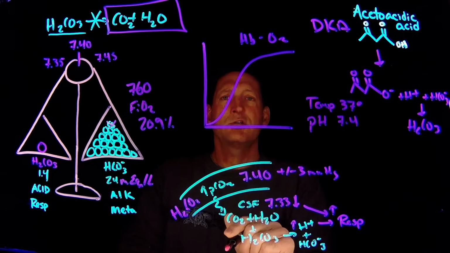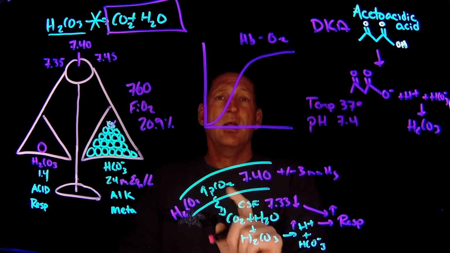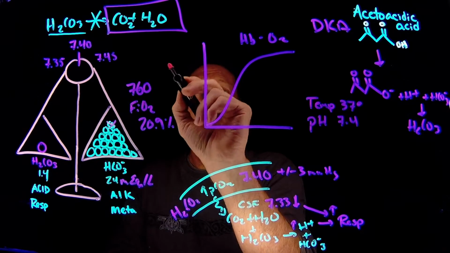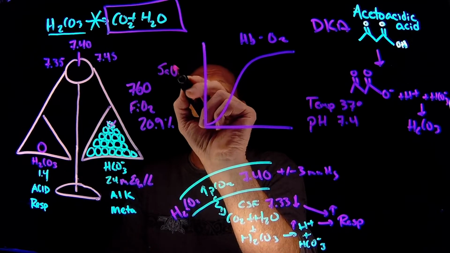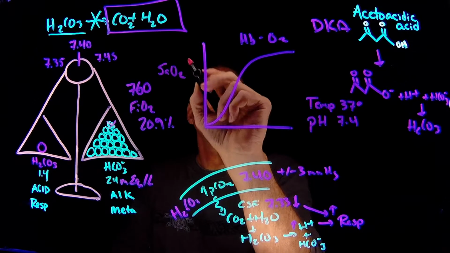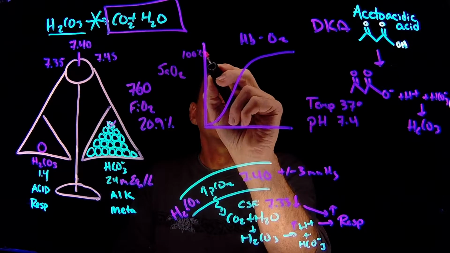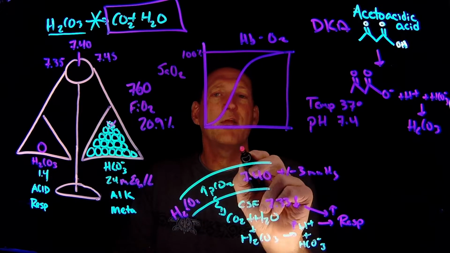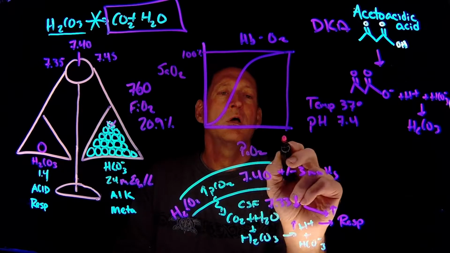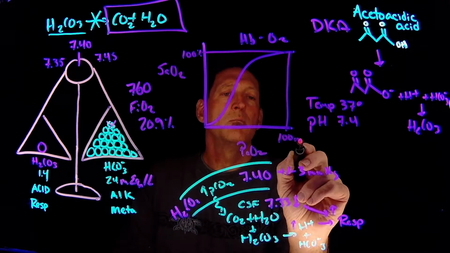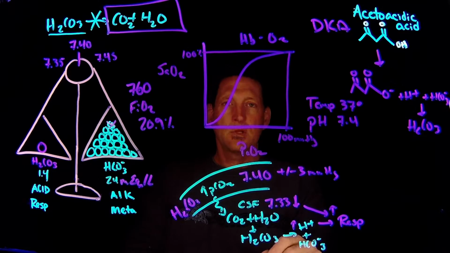If they've met these criteria, I know that if the pulse oximeter reads, so this is my SaO2 over here, 100%, I can come across like this and down, and their PaO2 is going to be at 100 millimeters of mercury, all right?